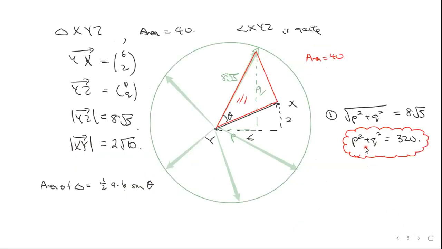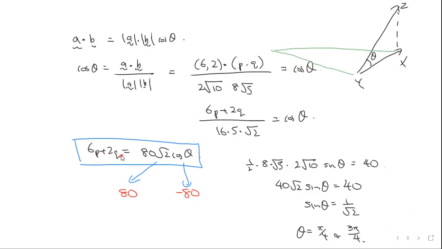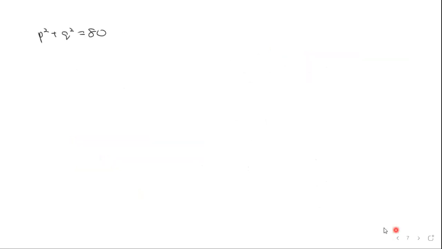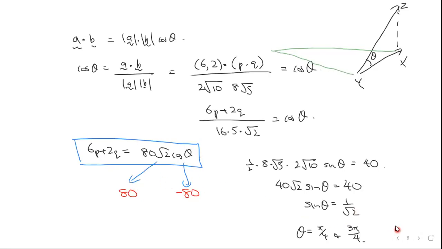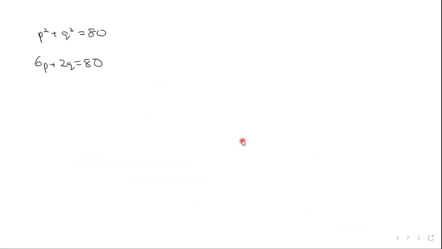Your equations are p squared plus q squared equals 320, paired with 6p plus 2q equals 80, or negative 80. Interestingly, they're both 80. We'll just double check that. That's 80, and this is also the 320. There we go. Transcription errors are annoying.